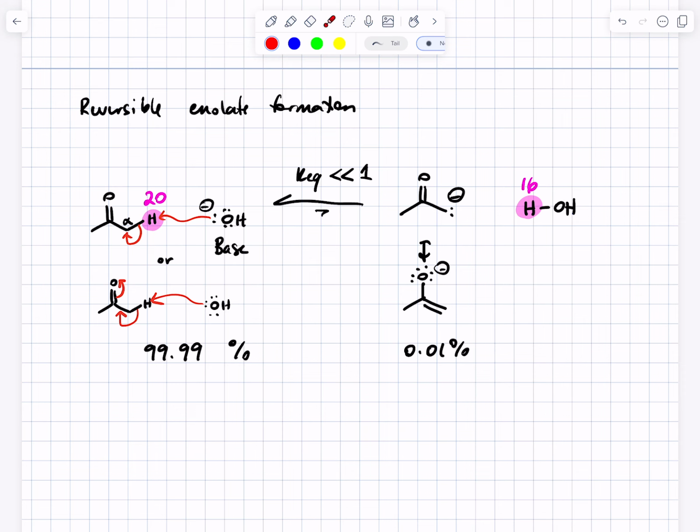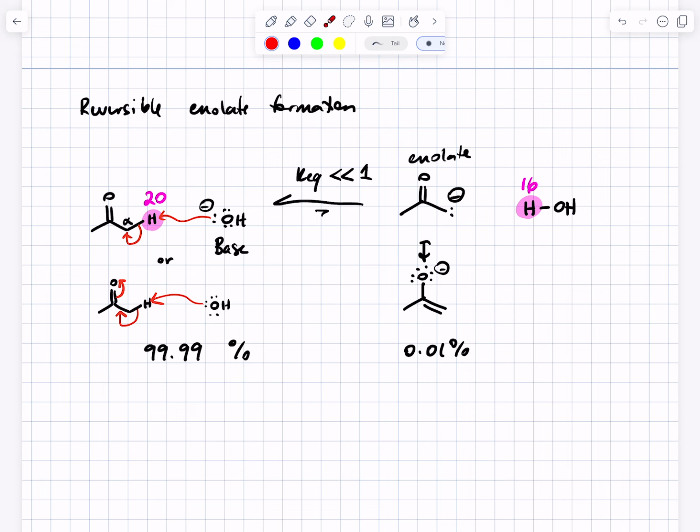It will turn out that we can use the 0.01% of the enolate that forms as a nucleophile in subsequent reactions. If we have an electrophile here, the nucleophile can attack it. That will draw the enolate out of this equilibrium. And by Le Chatelier's principle, that's going to pull more starting material towards the enolate.